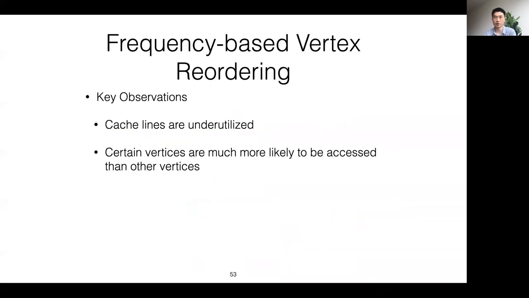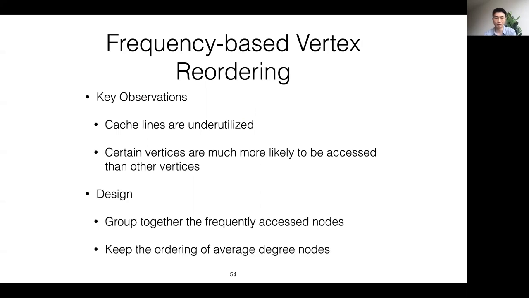The first technique I'm going to talk about is called frequency-based vertex reordering. The key observation that we make here is that cache lines are often underutilized. Certain vertices are much more likely to be accessed than other vertices. These are basically popular celebrities in social networks that everyone tries to follow and read. The design is to group together all those frequently accessed vertices in the graph, while at the same time keeping the ordering of the average degree nodes to maintain the community structure.